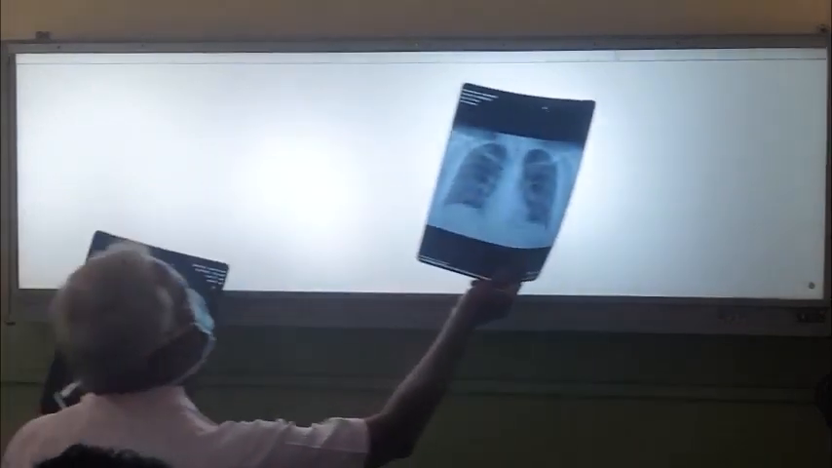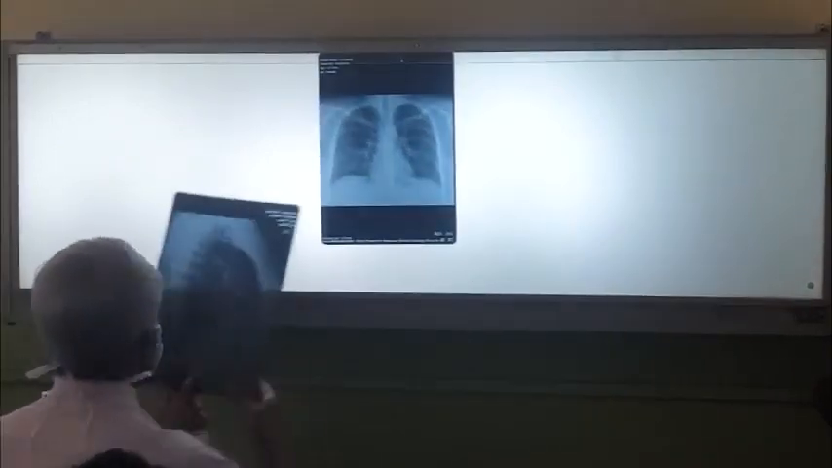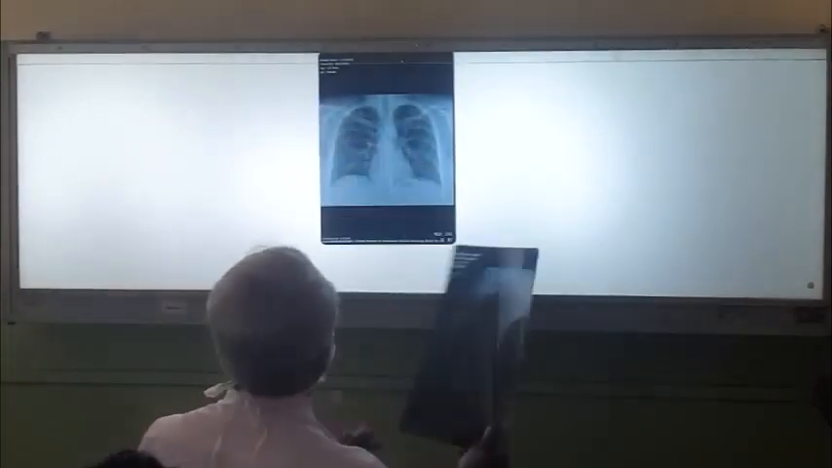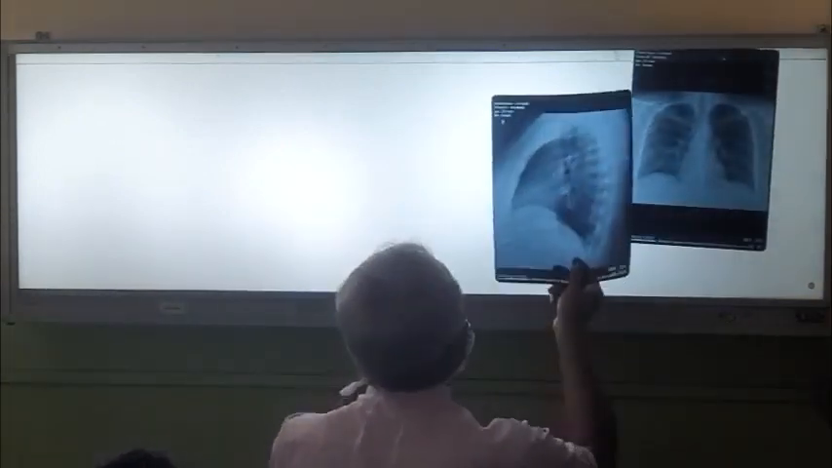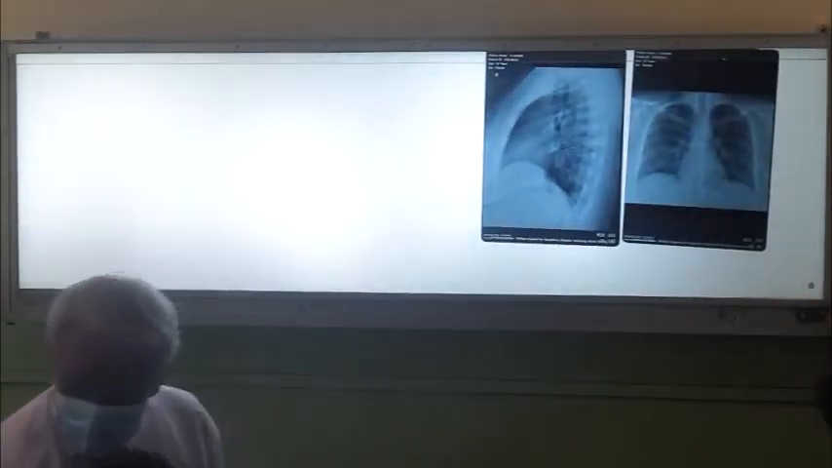Just listen, because I'm not a radiologist. I'm just going through some X-rays. So I'll show you some X-rays, and after that, when you see an X-ray, just try to describe the X-ray, the way that I'm going through these X-rays.